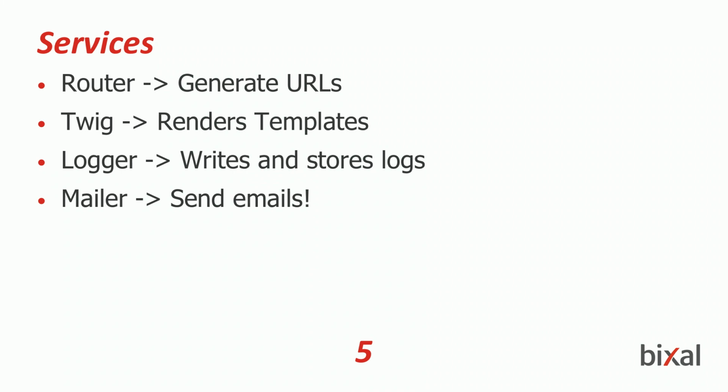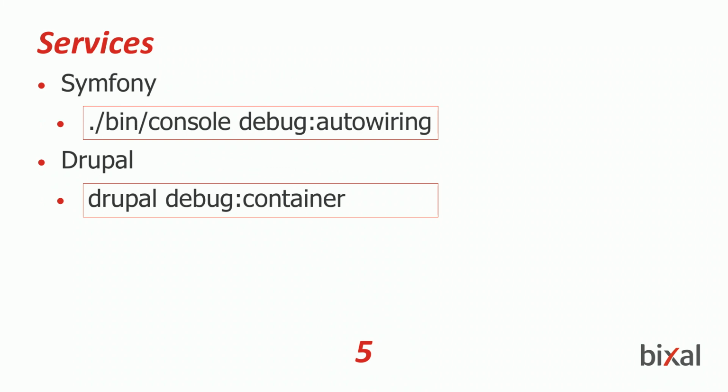So these are examples of Symfony services that we will have. For example, the router service will generate URLs for us. The Twig service will render a template. The logger service will write and store logs. The mailer will send mails. And with this, we can now understand that services get a job done for us. That's what the services do. And if we want to know which services we have, we can run these commands. In Symfony, we are going to execute console debug autowiring, and in Drupal, you are going to run drupal debug container. These commands are going to tell you all the services that you have.